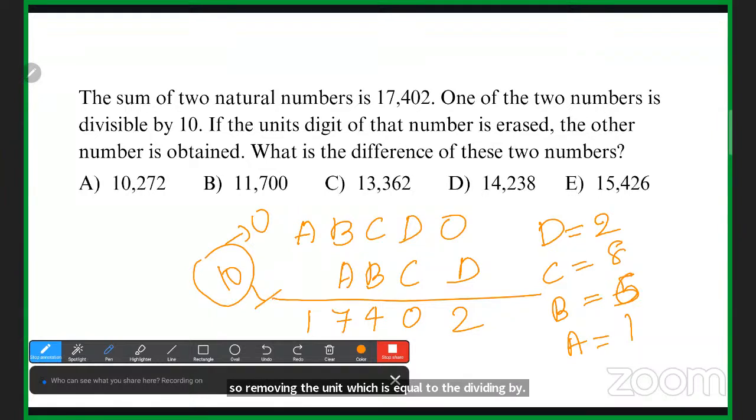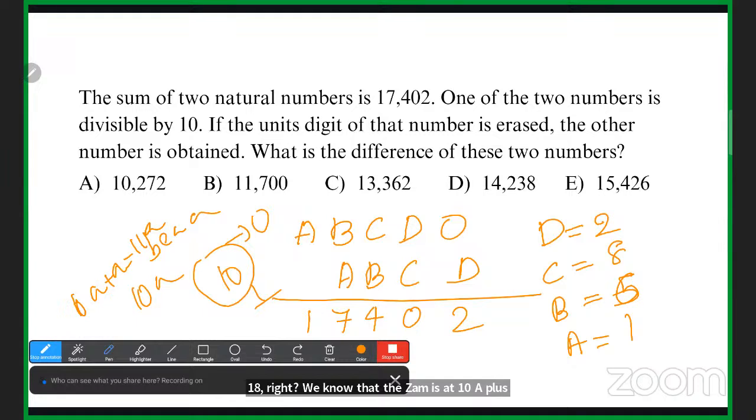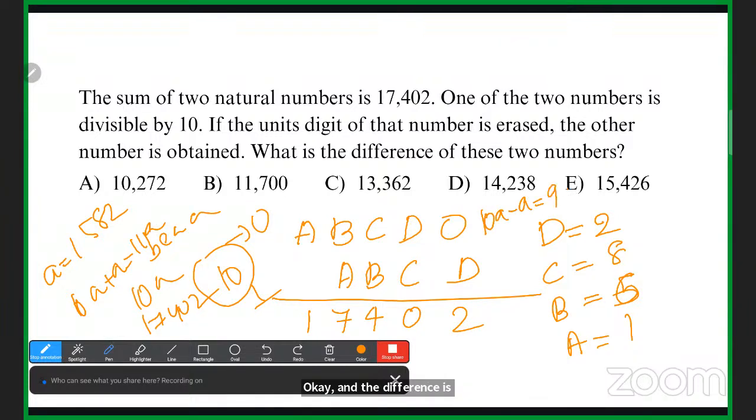Let the smaller one be A. This means the bigger would be 10A. We know the sum is 10A plus A is equal to 11A. That is 17402. So A is equal to 1582. And the difference is 10A minus A is equal to 9A. So 9 into 1582 is equal to 14,238.